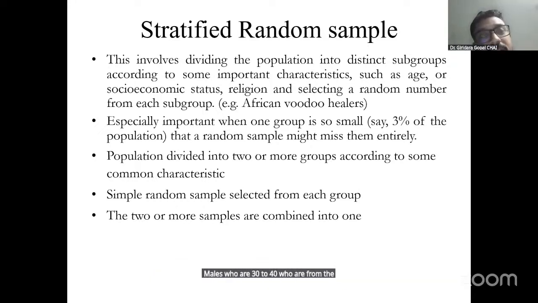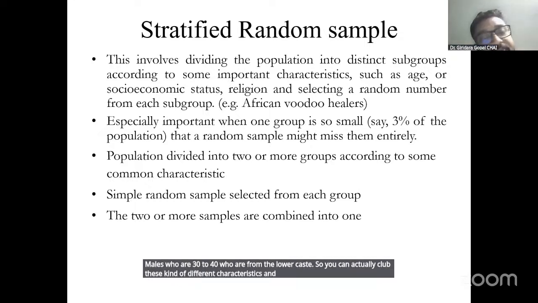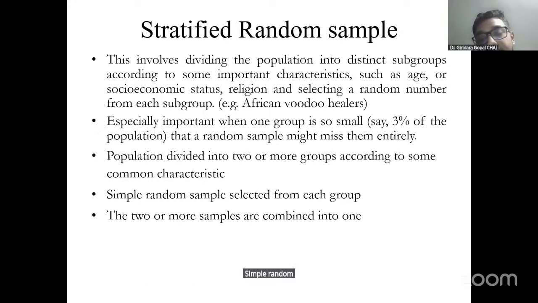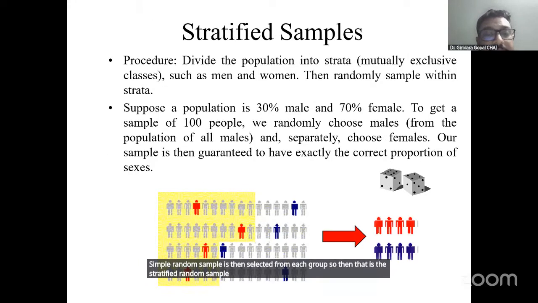So you can actually club these different characteristics and choose samples accordingly. A simple random sample is then selected from each group. So that is the stratified random sample. As I said, you have different individuals and different characteristics, and then finally they will all come into place.